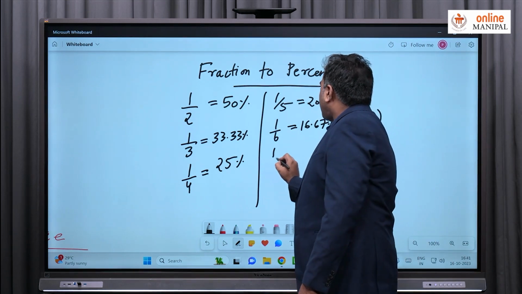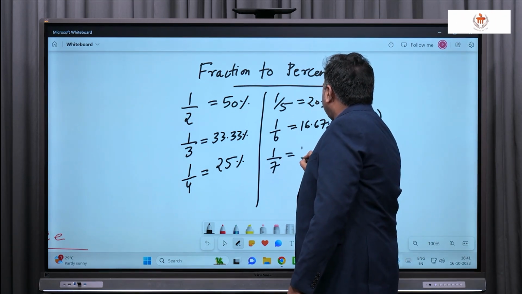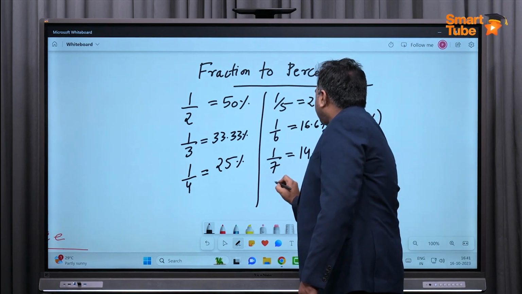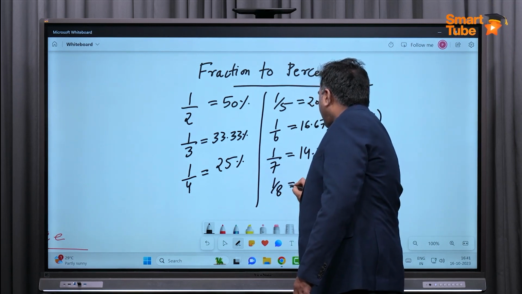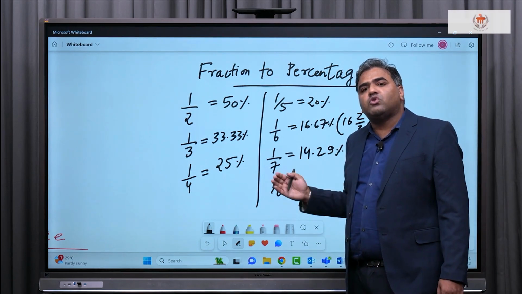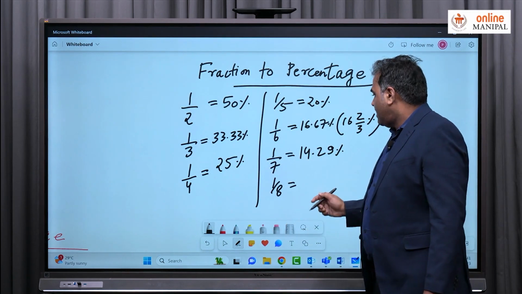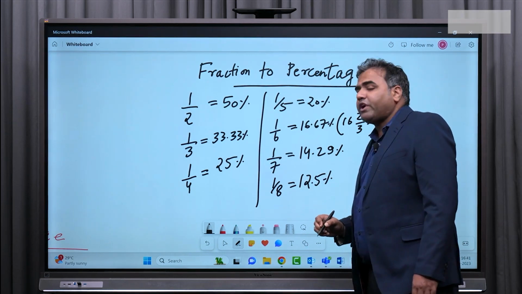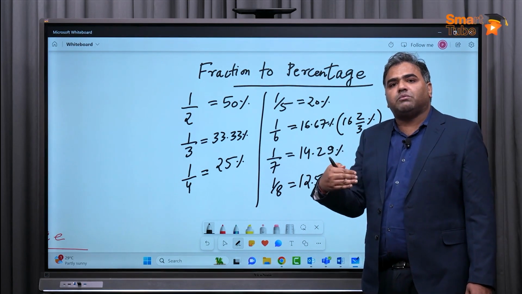Now, next part, 1 by 7. If I multiply with 100, you will get 14.29%. Going further, 1 by 8. So I have memorized this value. What I'm expecting from you, you also have to memorize this value. So 1 by 8 is 12.5%, or you can write 12 1 by 2%.